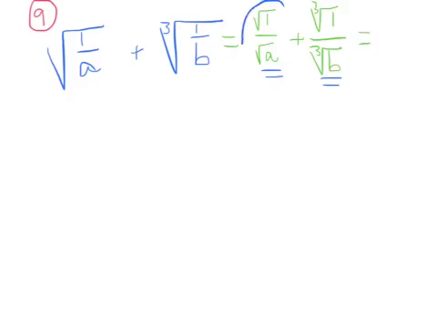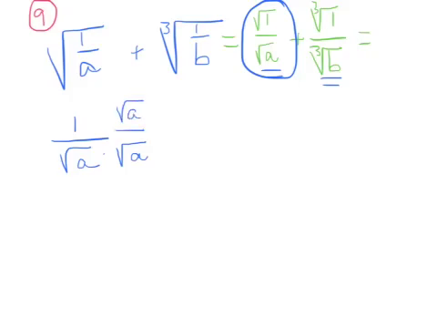So with my first term, let's work on this one first. I've got 1 over radical a, because the square root of 1 is 1. And I need to get a perfect square in my denominator, so I'm just going to multiply by the square root of a over the square root of a, which will give me the square root of a over the square root of a squared, which is a.